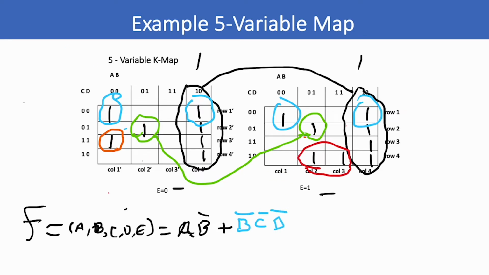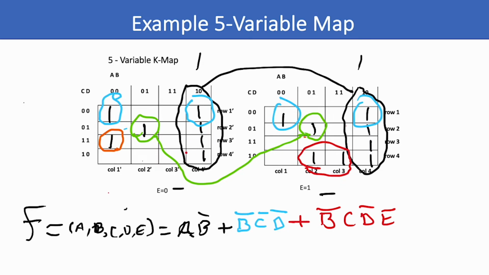Okay, let's do the red one here. For the red covering, we know A changed from 0 to 1, so we got B bar. And then we got C, D bar, because C and D didn't change. C, D bar. And then because we're only in this map, we're not in that map too, E is a 1, so we picked up E. Okay, so that's the red one.